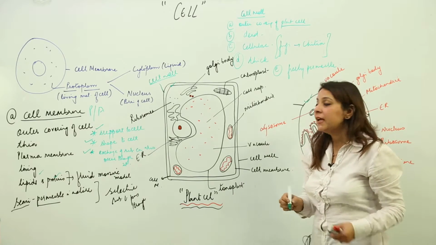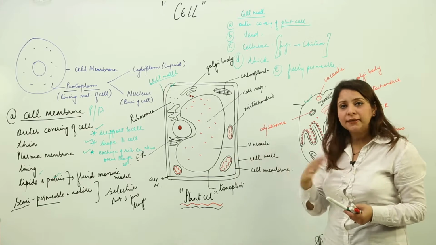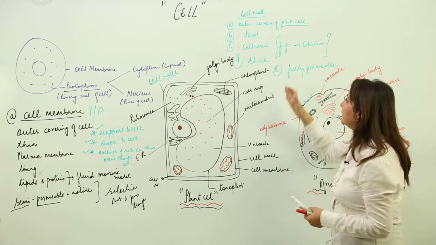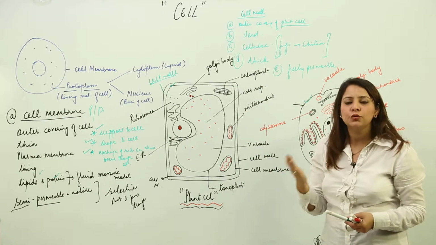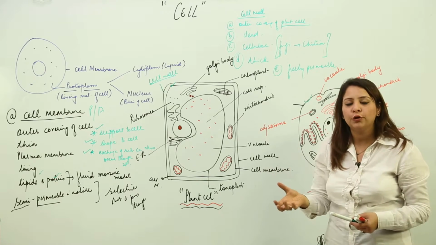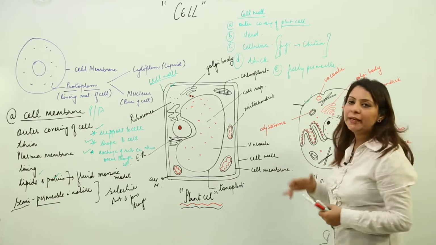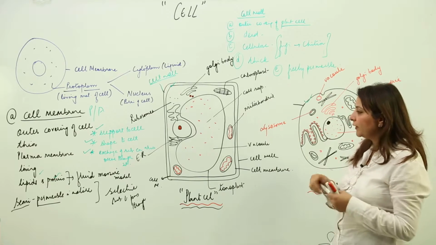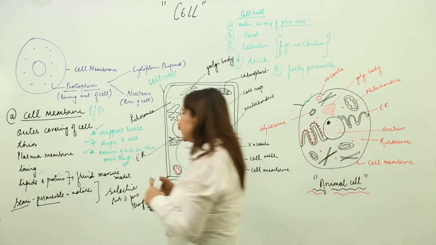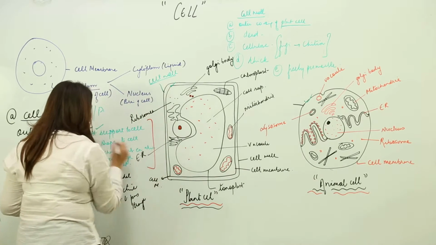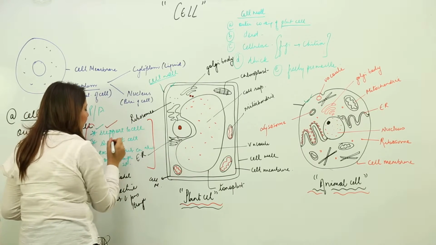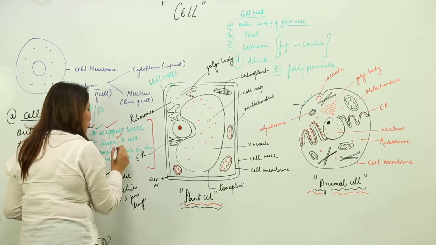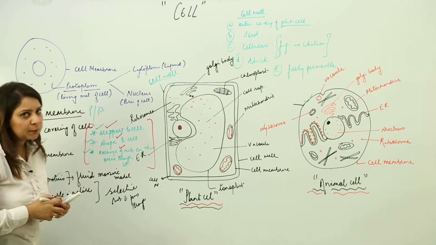Freely permeable means that, unlike the cell membrane, which allows only selected substances to pass through, the cell wall allows any substance to pass in or out of it. So it is freely permeable to substances. And if we talk about the functions, it performs the same functions: it provides support to the cell, it provides shape to the cell, and it allows the exchange of substances.